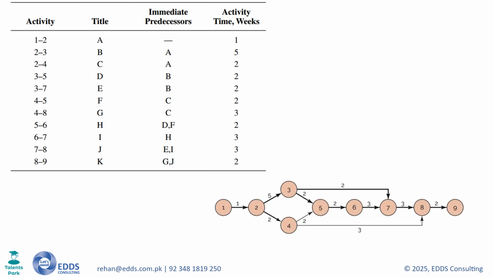The bold line represents the critical path, which is the longest time span through the entire network. In this example, the critical path goes through events 1, 2, 3, 5, 6, 7, 8, 9. The critical path is important because it tells management 2 key things.